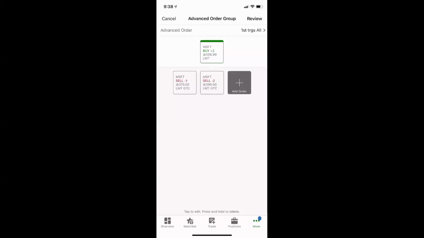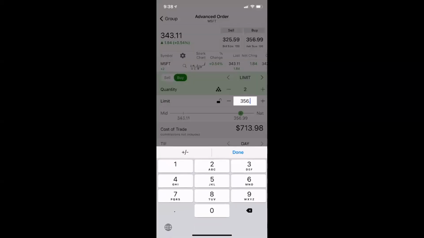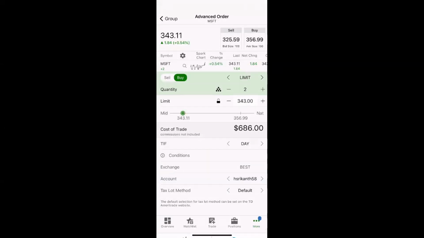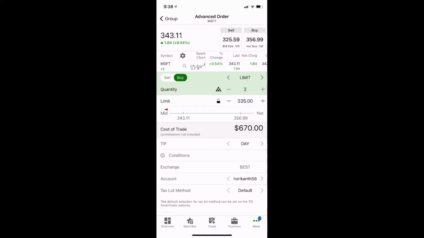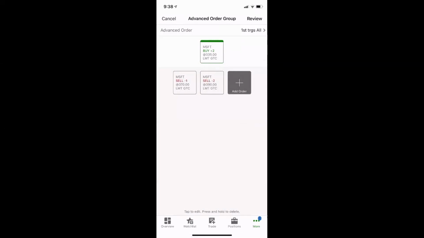Microsoft I'm buying at 356 or whatever. Let's say I'll make it 343 on a pullback. We can set it up however you want, you can set up 335, just make sure the order gets triggered. So it's very simple. I selected first trigger all, where initially it buys the stock at 335, and it sells at two different targets. First 50% of the stocks we are selling at 370, the second at $390.